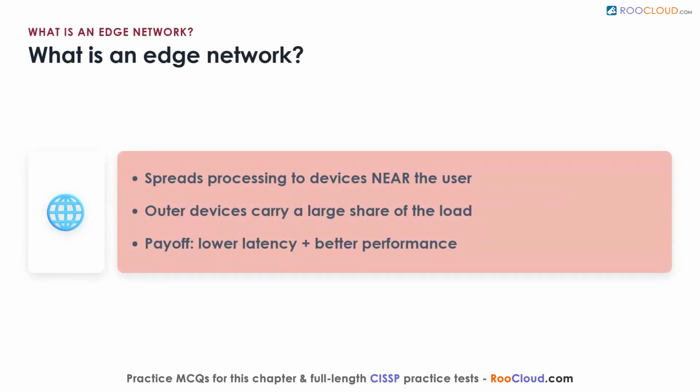What is an edge network, and why push computing outward? An edge network is a design that spreads processing out to devices near the people using them. Instead of forcing one central cluster to carry every workload, the outer devices shoulder a large share of it. The payoff is lower latency and better performance, because content and services sit closer to the user. Think of a coffee chain that bakes fresh pastries in each neighborhood shop rather than trucking them from one central kitchen across the city. The product reaches the customer faster and warmer.